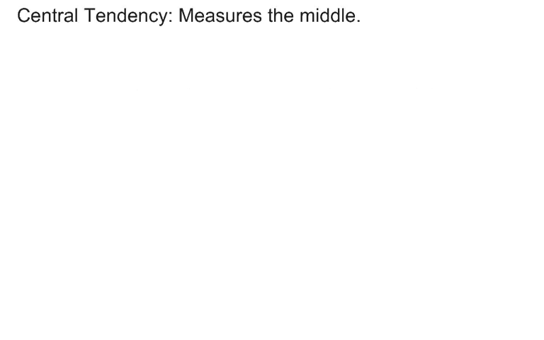When it comes to looking at statistics, the first thing we look at is what we call measures of central tendency. And all that does is measure the middle. Now we have three different ways that we can look at the middle of a set of data. The first one is the mean, which is just the average of the set of data, and that's where we add everything up and divide by the number of numbers.